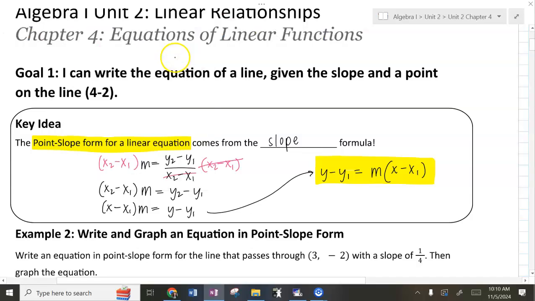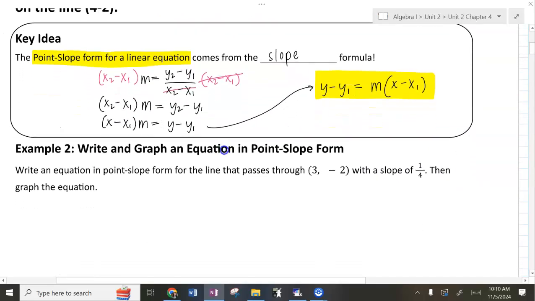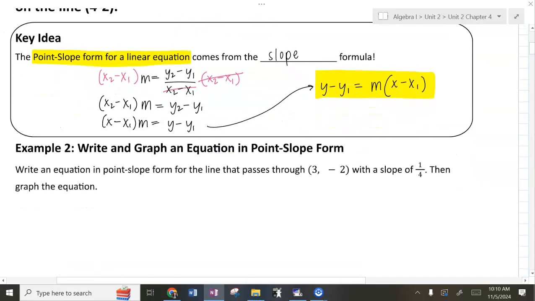So when you get a question like example 2 where it says write an equation in point-slope form, when it says in point-slope form, that should be the key to tell you to use that equation we just wrote. It's telling you the point that it passes through, 3, negative 2, so that's our x1 and our y1, and it's telling you the slope of 1/4. Remember, m stands for slope.